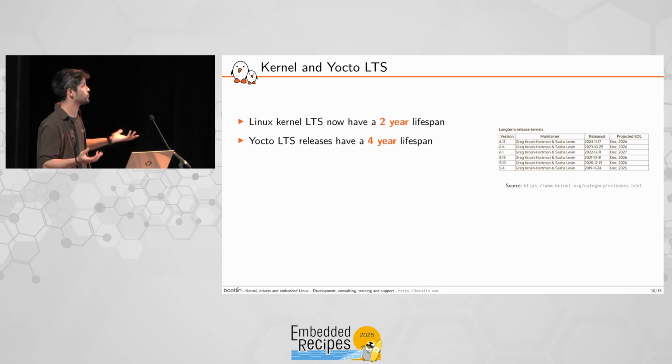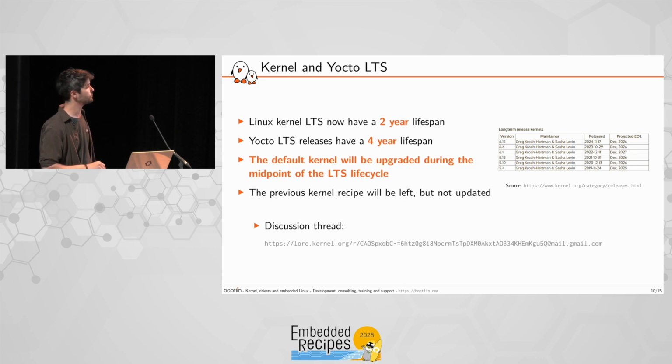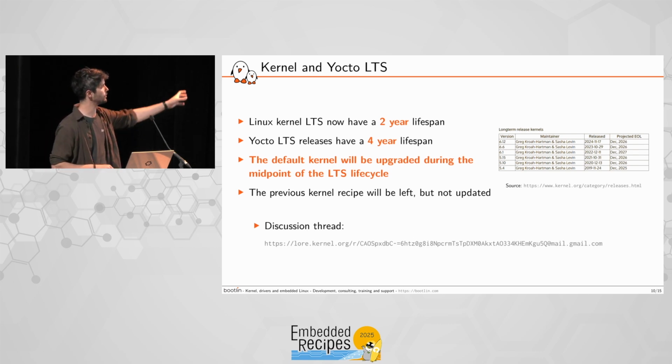I mean, there is one, which is quite simple. The default kernel that is present in the Yocto LTS will at some point, actually at the midpoint of the LTS, be updated to the currently available LTS kernel. So the previous one will be left, but not updated, obviously. So yeah, this is, I think, pretty impactful, especially if you are using the Linux Yocto recipe directly. There is a discussion thread and just a reasoning behind it in details at this link if you want to take a look.